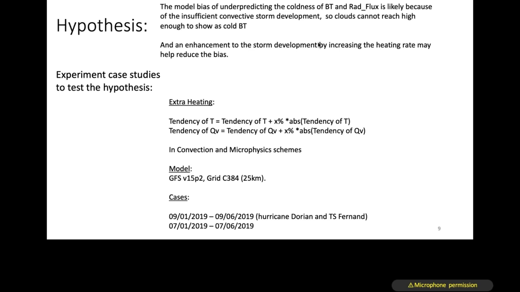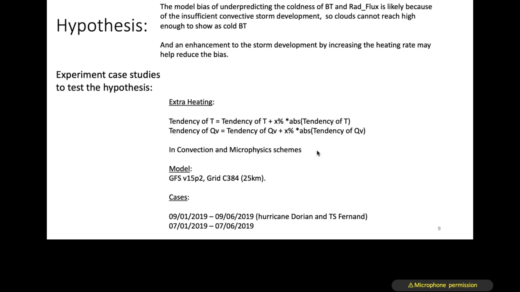To test this idea, we designed some experiments. We go into the physics schemes and give the model extra heating. So we add an extra positive heating, sensible heating and latent heating, to the physics schemes. We'll see if this modification will help reduce the bias. If it does, then maybe the hypothesis is correct.